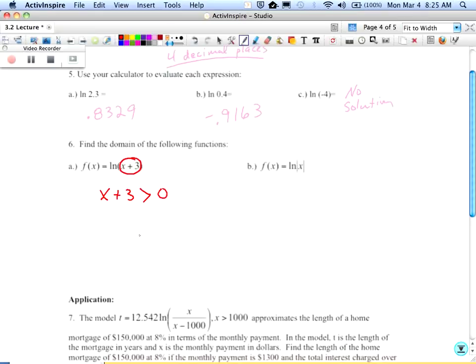Subtract 3. So in this case, as long as x is greater than -3, it'll work. Because what happens when you plug -3 into this problem? 0. Can you take the logarithm of 0? No, it doesn't work. How about that one?